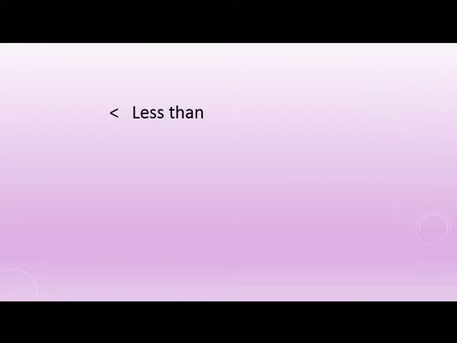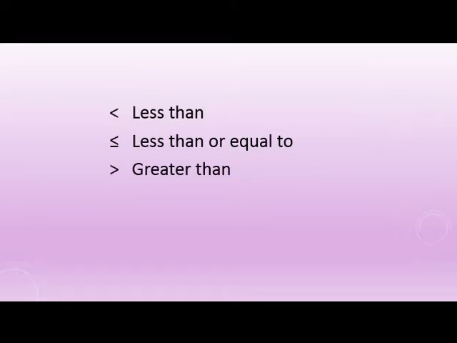This is a less than symbol. We read it from left to right. This is a less than or equal to symbol because it has the straight line underneath the symbol. This is a greater than symbol and a greater than or equal to symbol, again because it has a line underneath indicating equality.